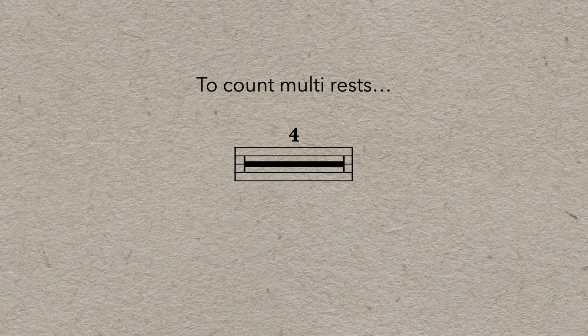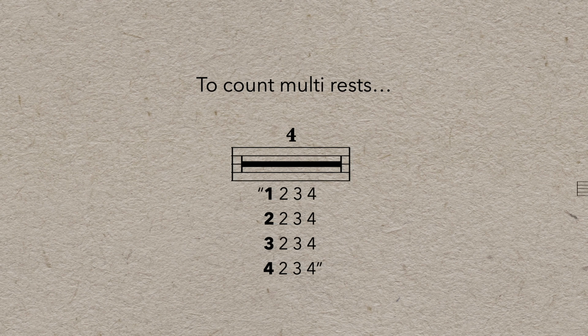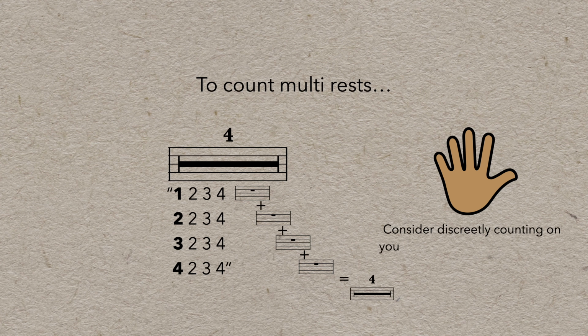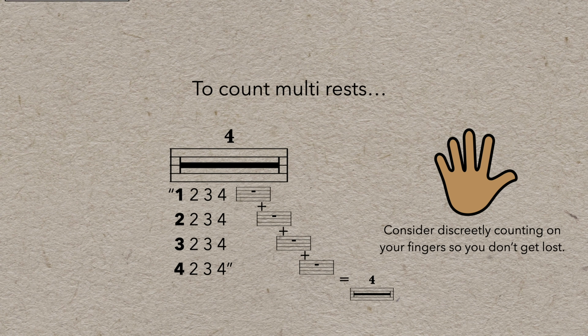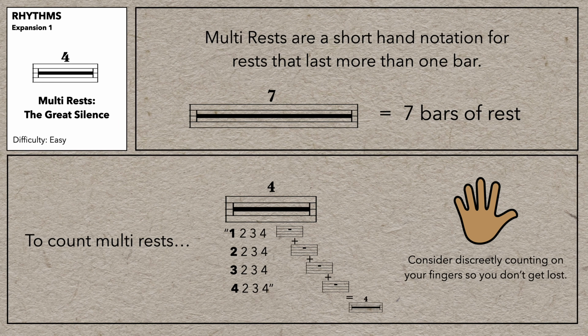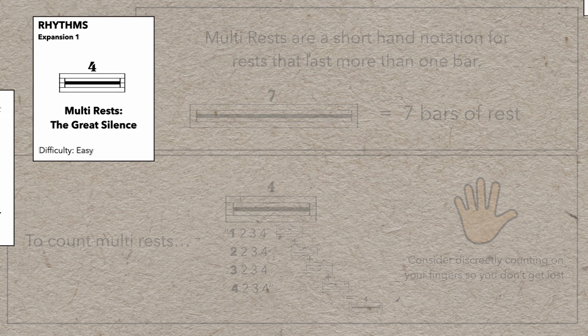We usually count them as 1, 2, 3, 4, 2, 2, 3, 4, 3, 2, 3, 4, and so on. That way you can keep track of how many bars have passed and stay in time with the beat. And don't be afraid to discreetly count on your fingers so you don't get lost. It can be pretty easy to zone out and forget what bar you're on. And that's multi-rests, just a quick mini expansion to build on what we already know about rhythms.